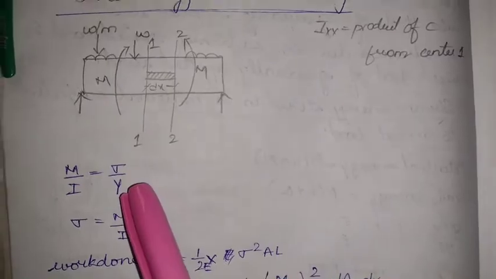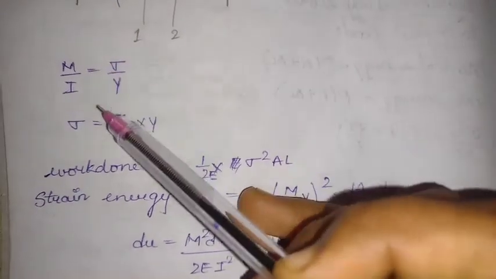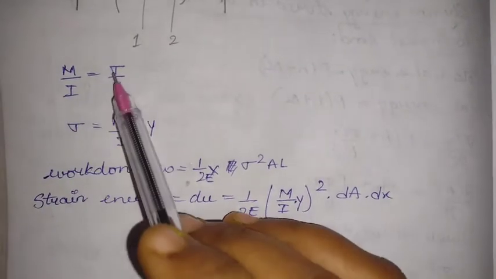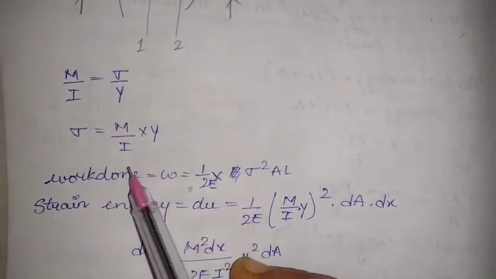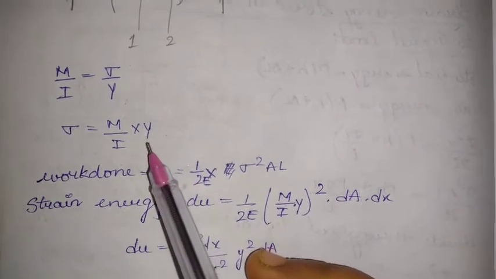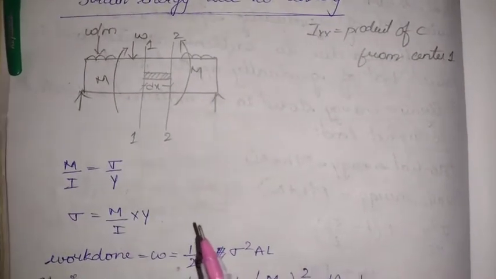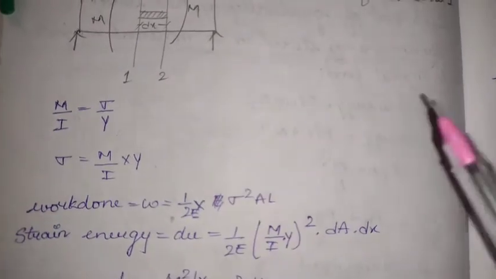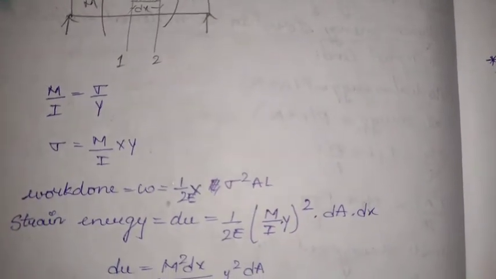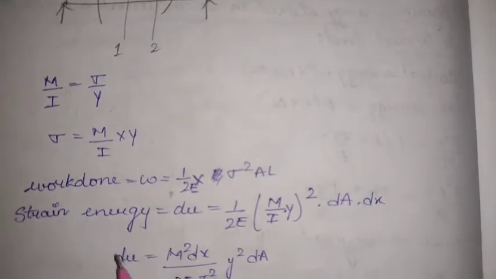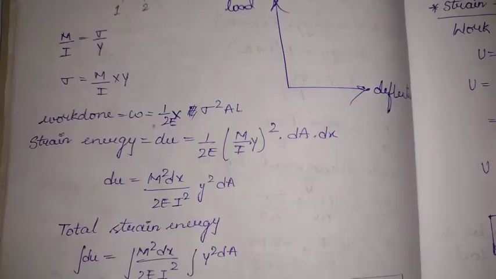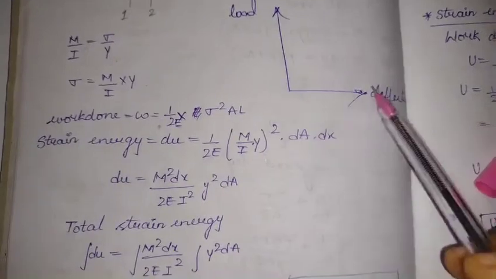From the bending equation, we know that M by I is equal to stress by y, where this is the stress. We need stress, so that is simply M by I into y. From the previous derivation of the strain energy due to gradual load, sudden load and impact load, we discussed that the work done is equal to half into the load into displacement. The work done is the load and deflection.